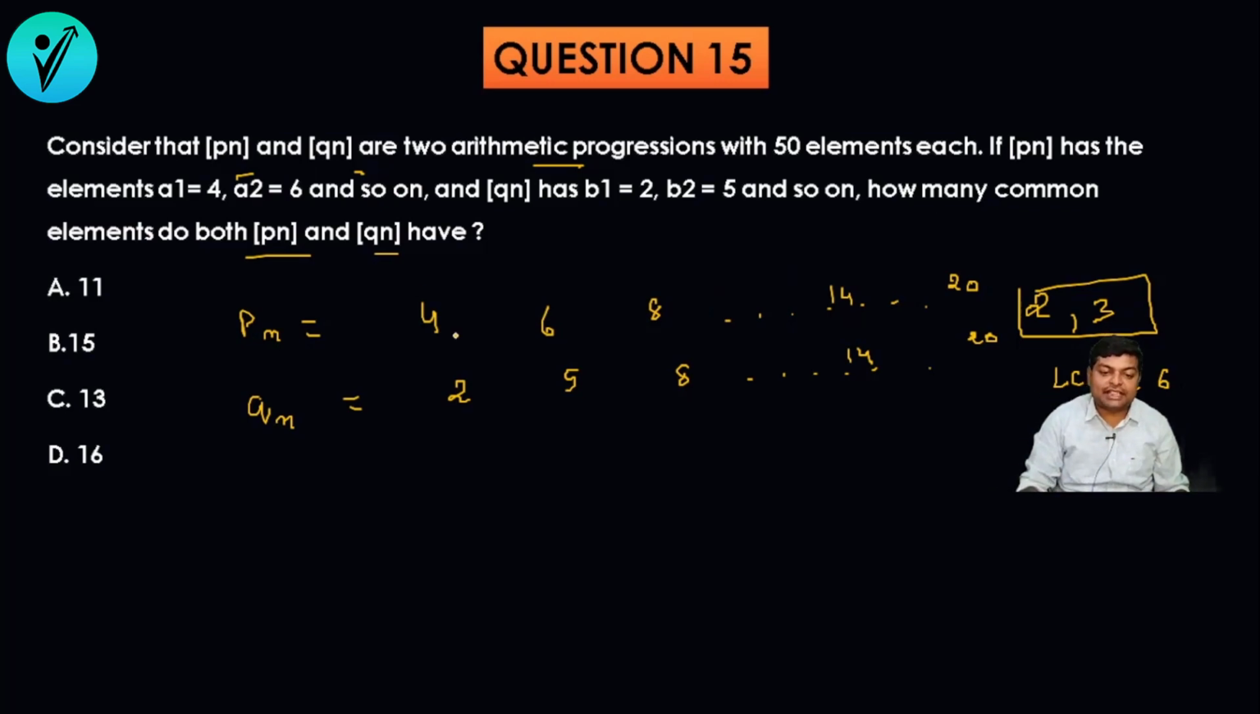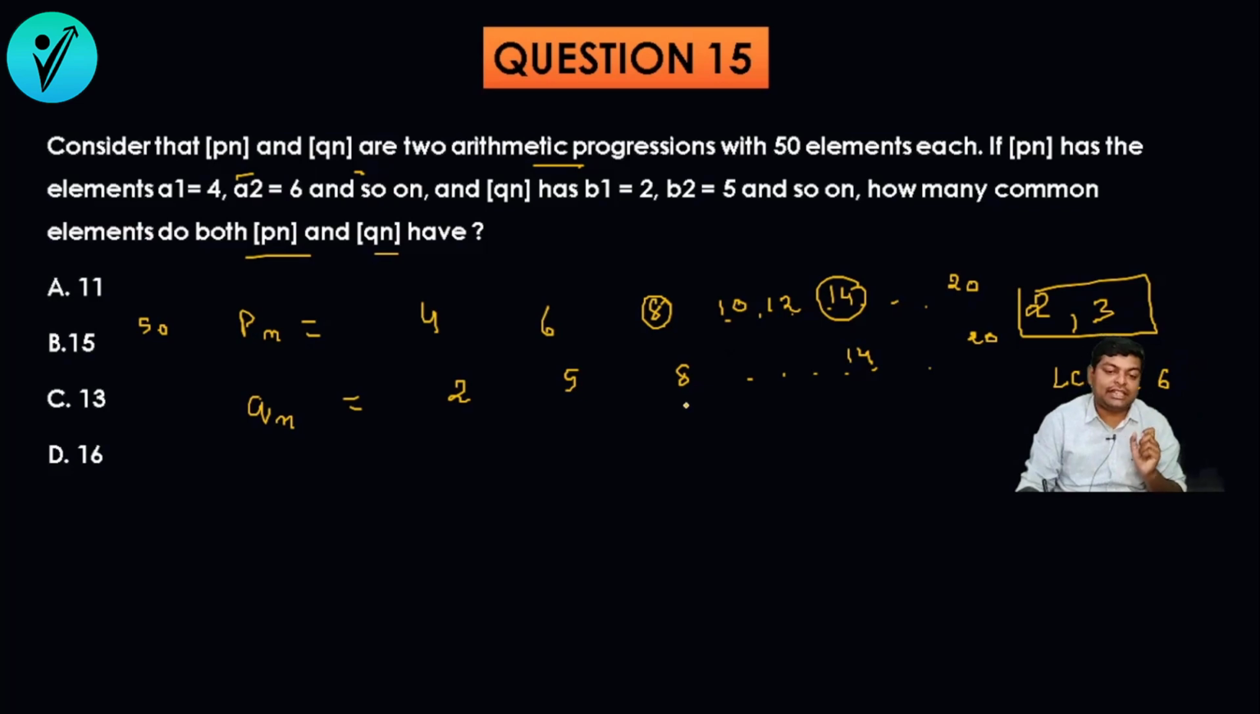So total terms कितने हैं? Total terms in this progression is 50. And every third term of this series, देखो after 8 it will be 10, it will be 12. Every third term of this progression is common with this Qn. Total terms in Pn is 50. Okay, and if you'll observe in this progression, every third term of this progression has a common term here.